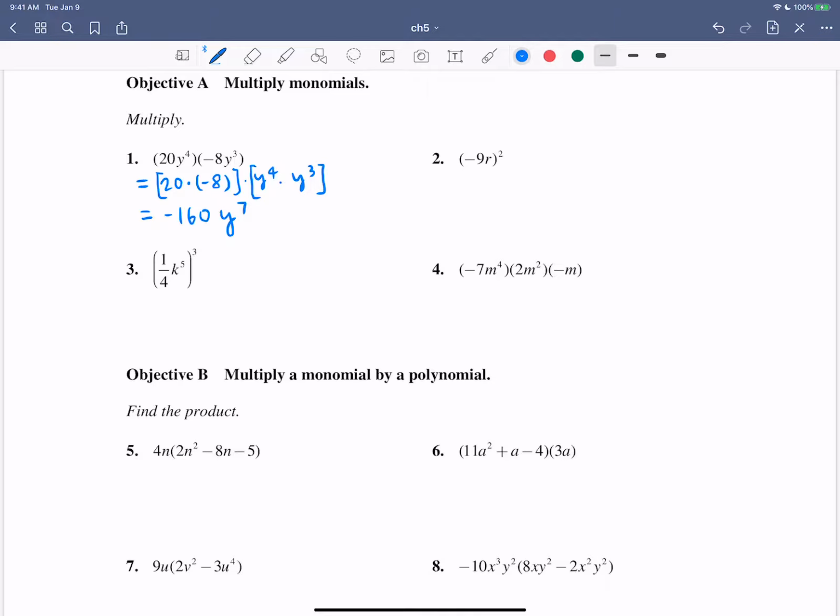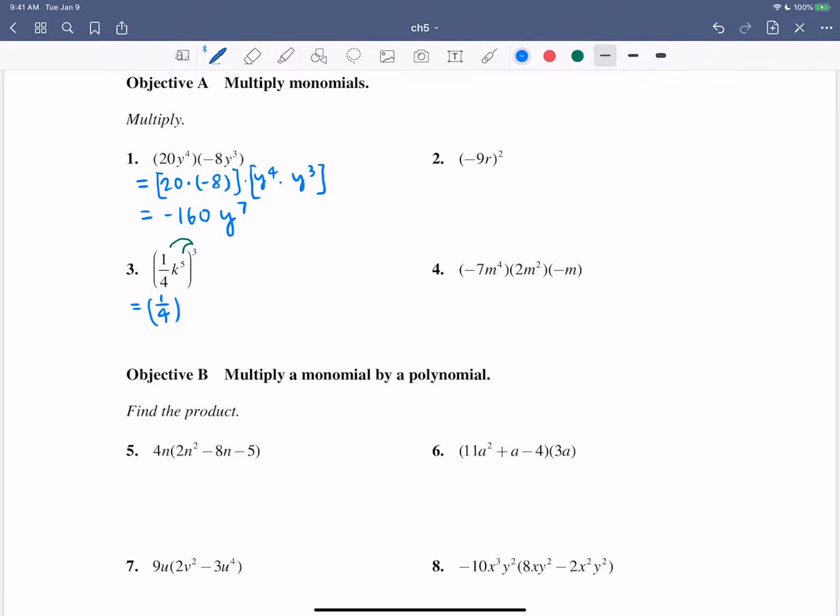Number 3. 1 over 4 k to the 5th, raised to the 3rd power. By the definition of exponents, it's simply multiplying the base, 1 over 4 k to the 5th, by itself 3 times. If you want, you could write it out, or you could distribute the exponent 3 outside into the inside, and raise each factor inside to the corresponding power. So that's what I'm going to do.